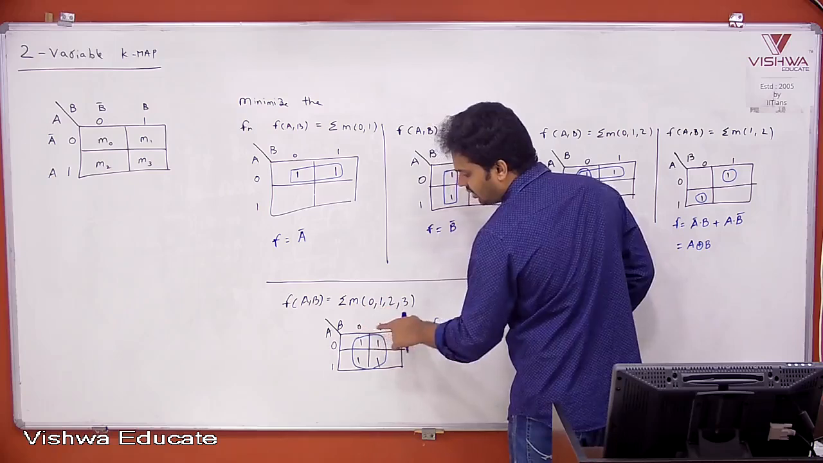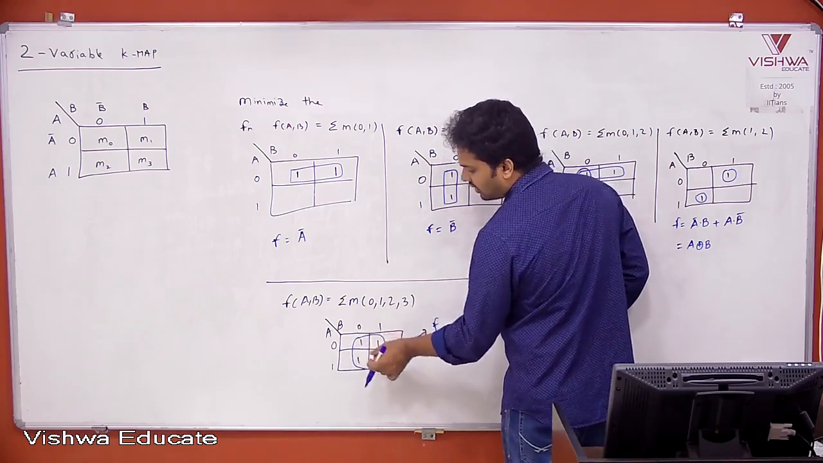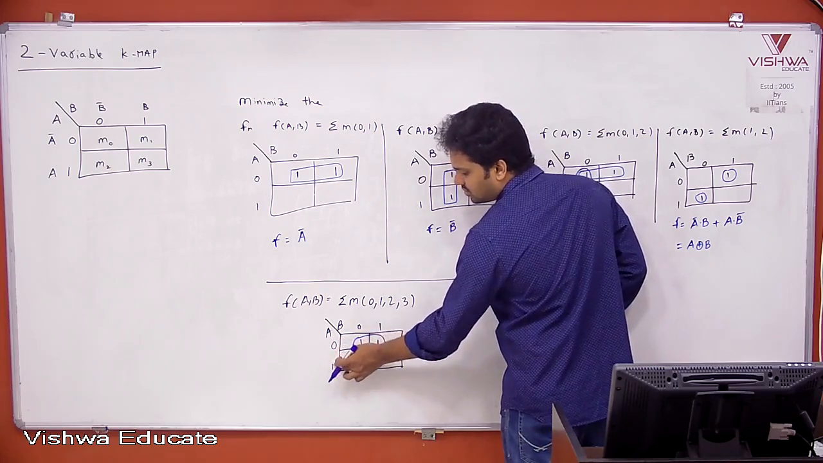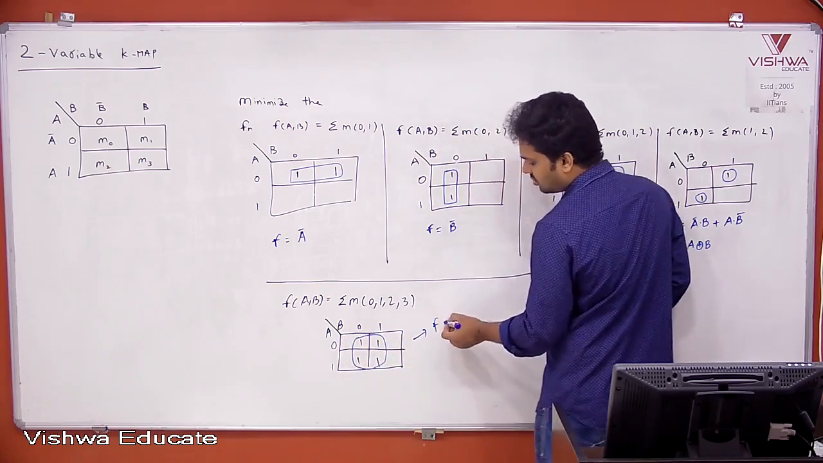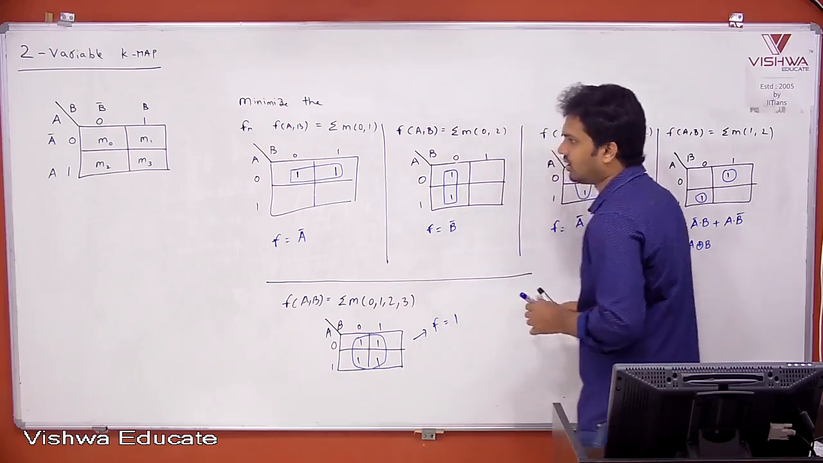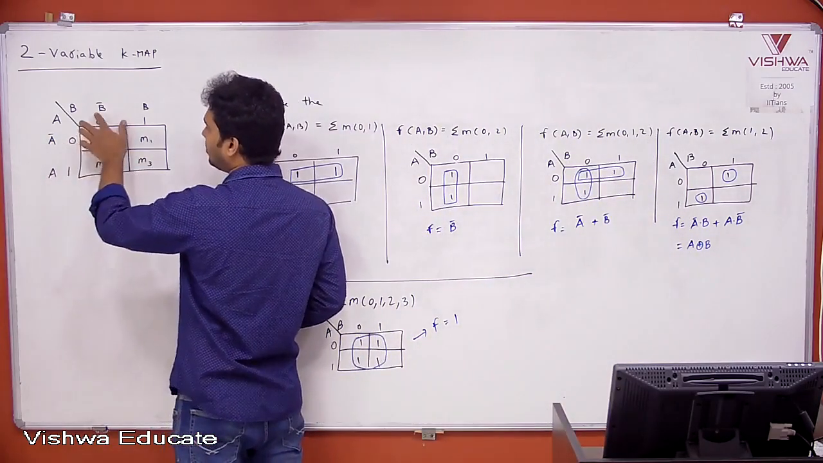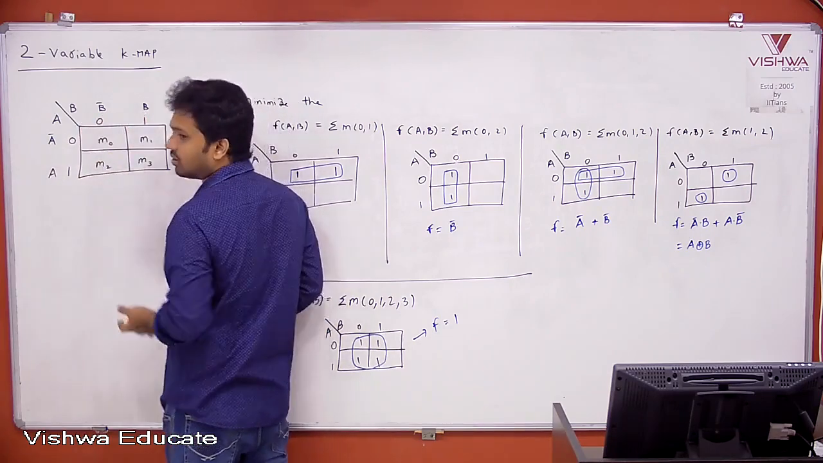1 into 0 plus 1. Is it clear how we write this plus this, into this plus this? So 0 plus 1 is 1, into 0 plus 1 is 1. So what is my answer? 1. Or you can indirectly say a bar plus a, which is 1, into b bar plus b, which is 1. 1 into 1 is 1.